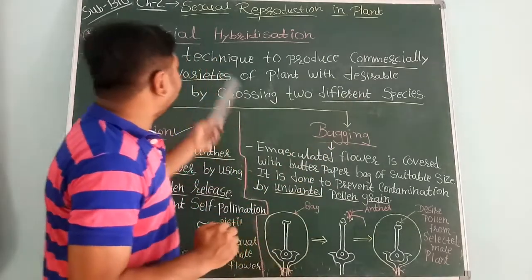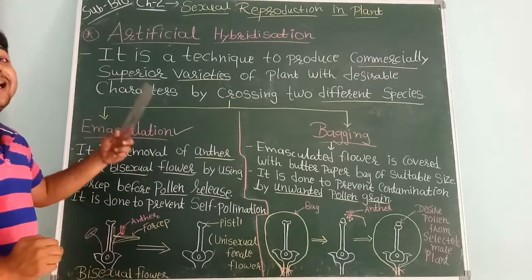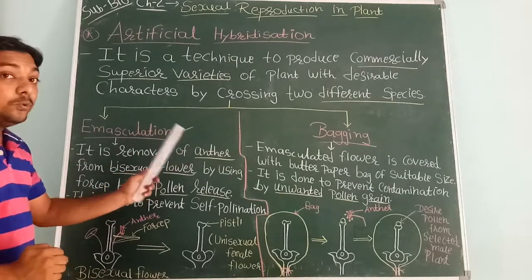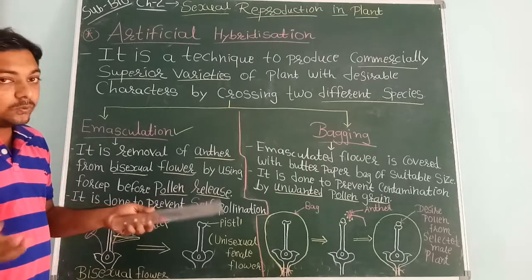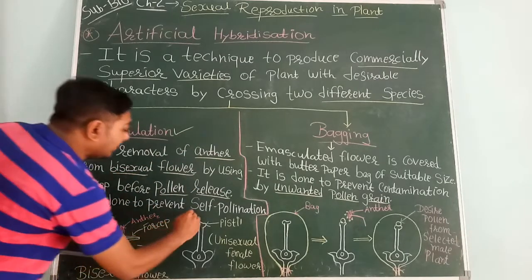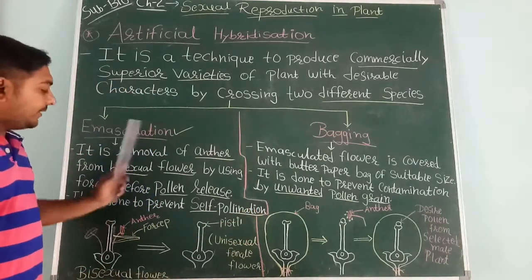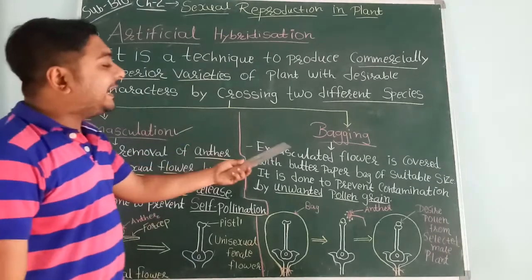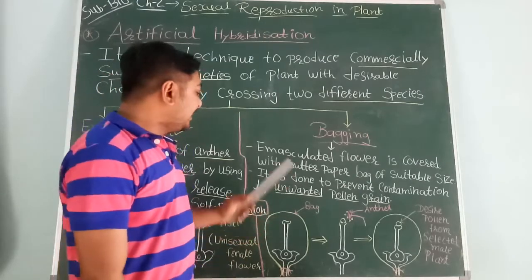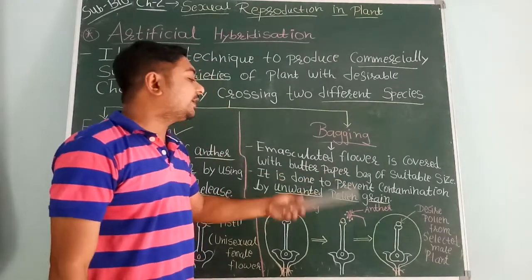You have to remember that in artificial hybridization there are two steps. Emasculation means removal of anther from a bisexual flower. Why do we do this? It is done to prevent self pollination, because we need cross pollination. So we remove the anther to prevent self pollination. That is the significance of emasculation. Then bagging: the emasculated female flower is covered with a butter paper bag, and the significance of bagging is to prevent contamination by unwanted pollen grain.